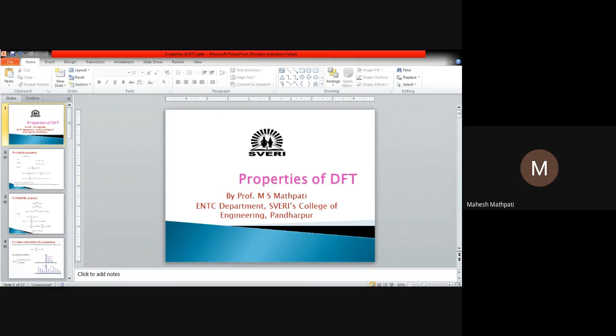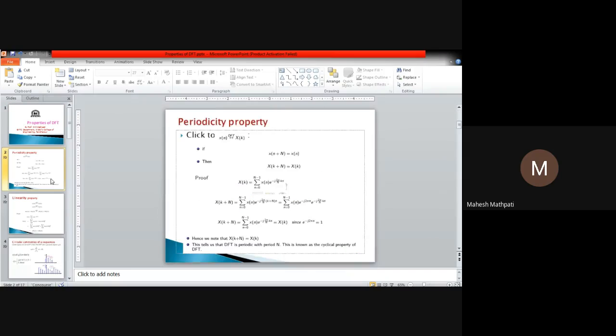So today we will discuss some of the important properties of DFT, the way we have discussed the properties for Z transform and the properties for Fourier transform. The same way we are also discussing here the properties of DFT. So let us see them one by one. If you look at the properties list, it has around 8 to 10 properties. Some important properties I am going to explain now. First we will discuss the periodicity property.